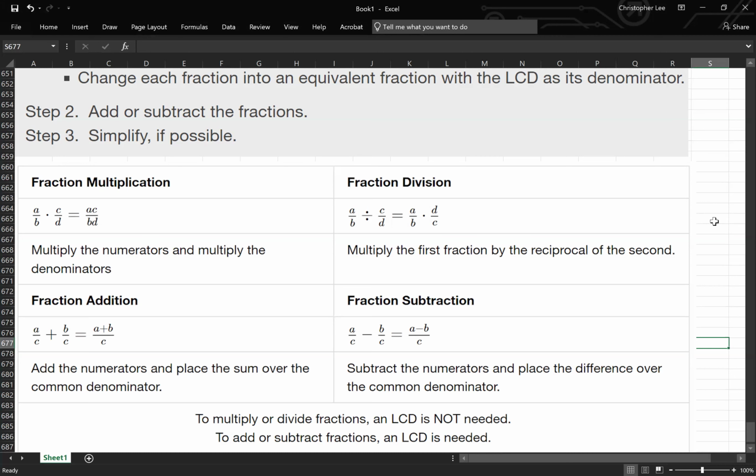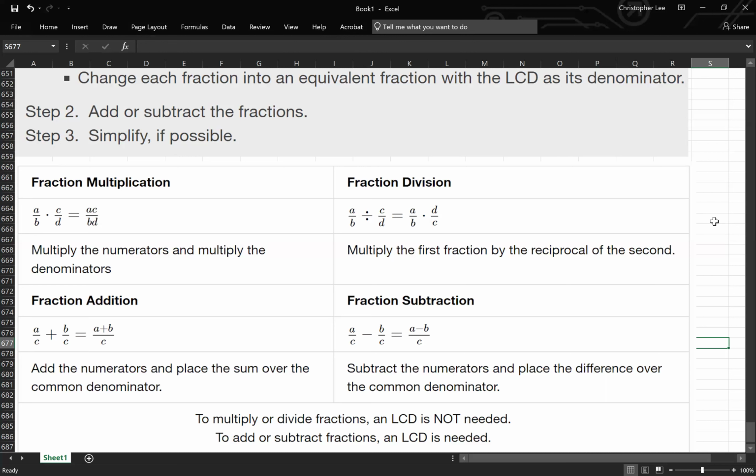Fraction addition, add the numerators and place the sum over the common denominator, right? So you want to add them if they have the same denominator, add the numerators, and then that's it. And then reduce if possible. Fraction subtraction is the same thing. You subtract the numerators and place the difference over the common denominator.